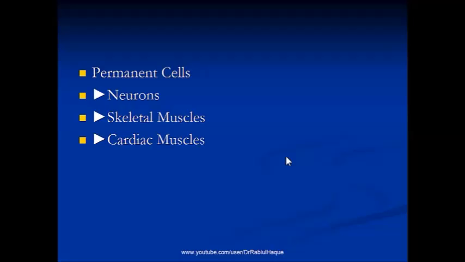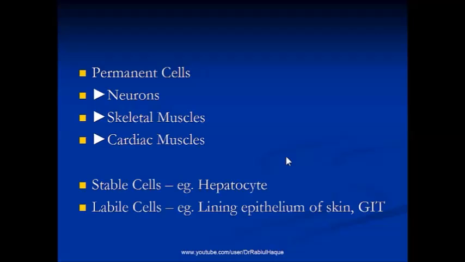Okay, so say we are increasing workload in skeletal muscle or cardiac muscle. What will happen to them? They need to cope with the increased workload, right? But they cannot divide. So the only way for them to adapt is an increase in cell size, that is hypertrophy. But remember, there are other cells that can divide, and we can classify those cells able to divide into two ways. One is called stable cells, and one is known as labile cells.